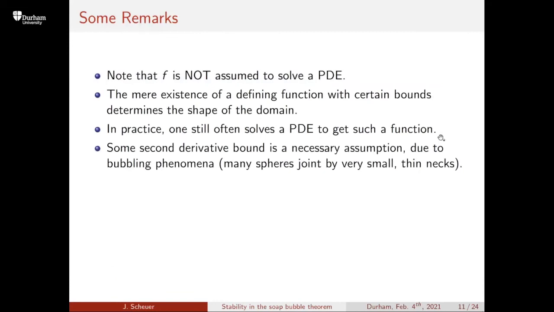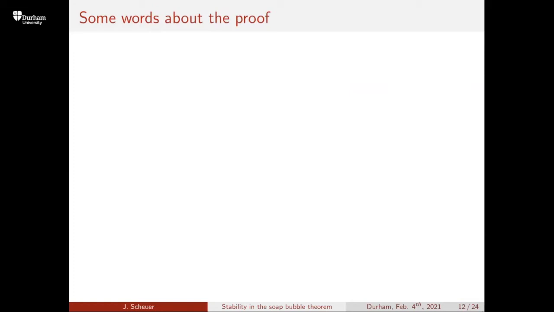Okay, so let me continue with the first application. Oh no, sorry, before that, I will say some words about the proof.